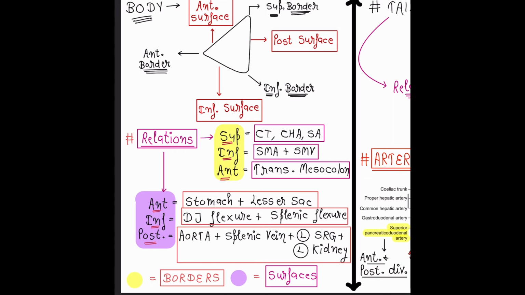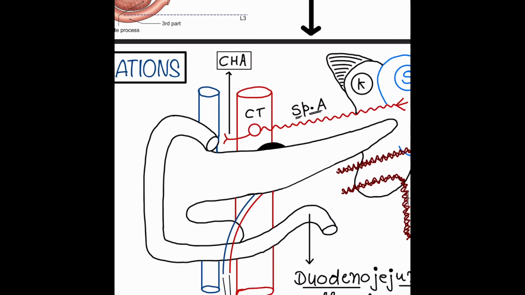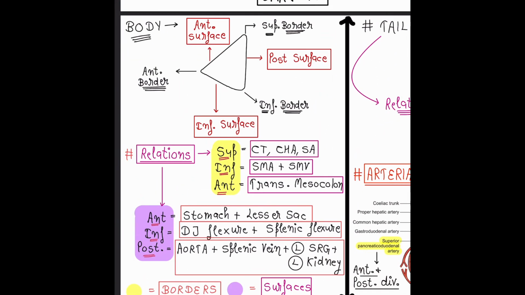Now if we talk about the relations here, let's take up the borders first: superior border, inferior border, and anterior border. For the superior border, you have the 3 major arteries in relation: the celiac trunk, the common hepatic artery on the right side, and the splenic artery on the left side. If you see in this diagram, here is the celiac trunk, the splenic artery towards the left, and the common hepatic artery towards the right. Okay, so these are the major relations of the superior border.